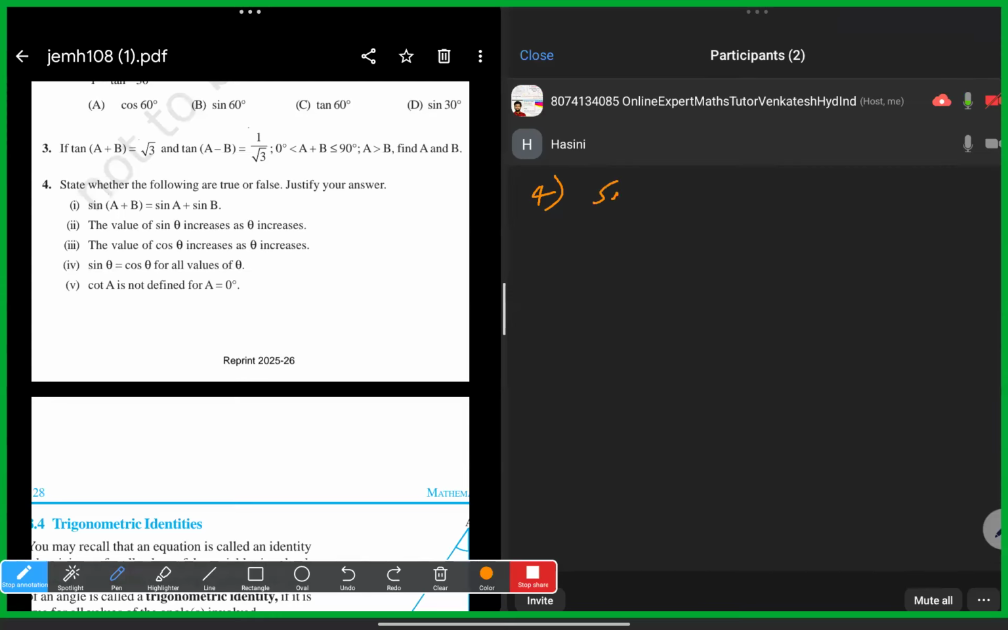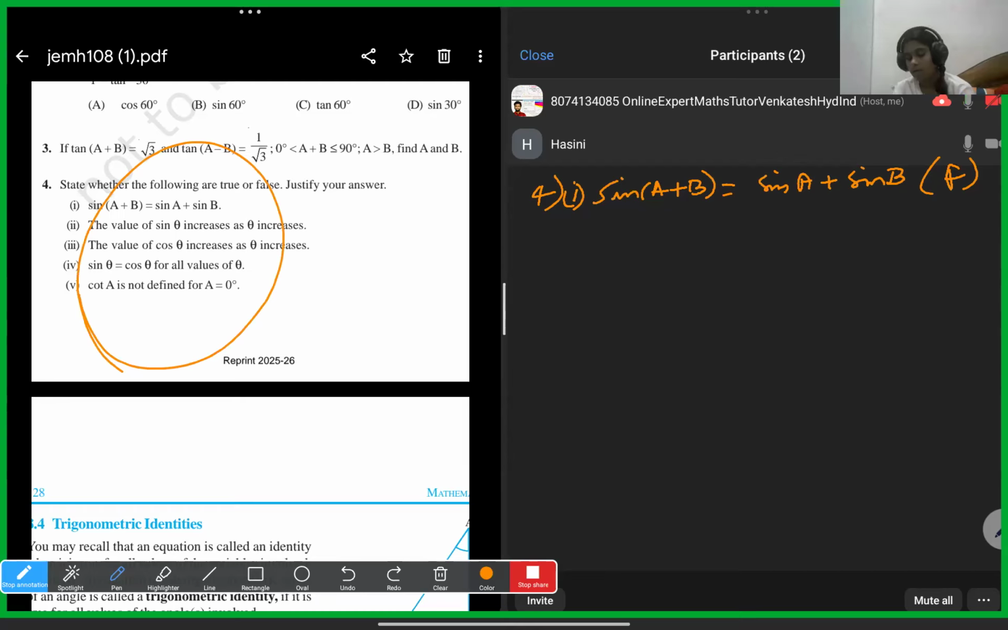So Hasni, this one, they said sin(a plus b) is equal to sin a plus sin b. Actually, Hasni, this will be false. Why? Because how can we verify this in our class 10 level? We can take certain values for A and B and we will definitely get LHS and RHS not equal. In this type of question, when we are selecting A and B, we will prefer values other than 0 degrees and 90 degrees.